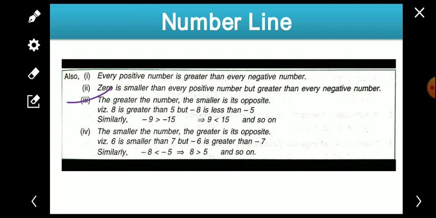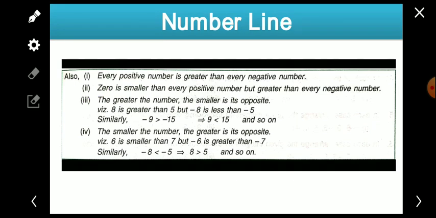Now the third point says that the greater the number, the smaller is its opposite. So whatever the greater the number will be, that much the smaller the value of its opposite will be. First you understand what the opposite is.